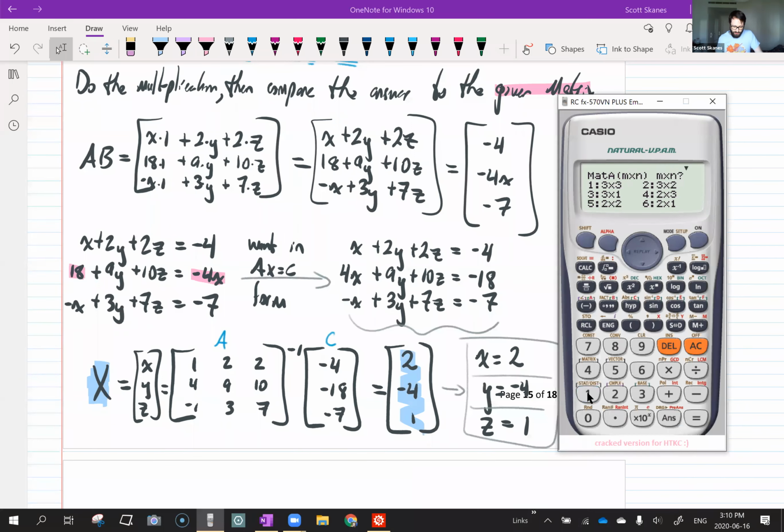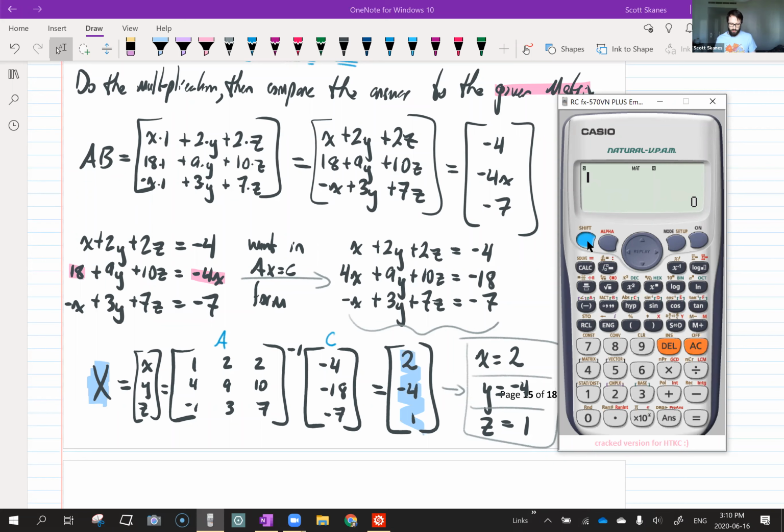Matrix mode, set up matrix A. It's a 3 by 3, which is the first option. Put in your matrix A. 1, 2, 2, 4, 9, 10, -1, 3, and 7. And before I go any further, I want to make sure that it's actually the right numbers. 1, 2, 2, 4, 9, 10, -1, 3, 7. Yes, it is. Hit save, which is AC.